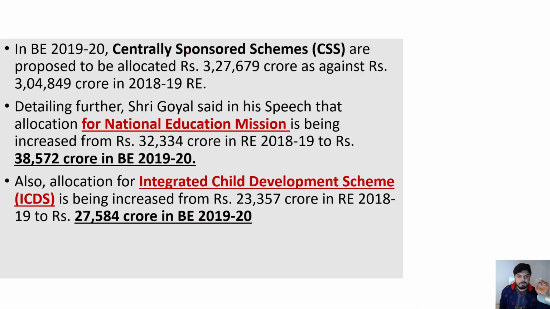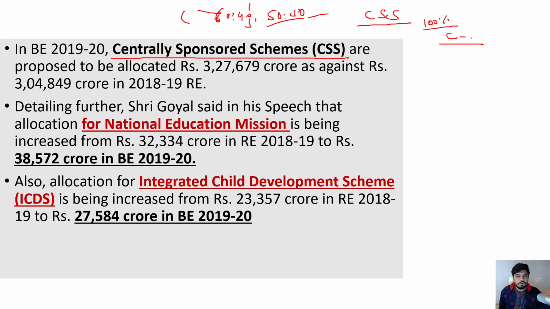Next, centrally sponsored schemes, where there is a share for center and states. Normally it is 60-40 or maybe 50-50 share. Okay, so 60 is given by center, 40 is given by state, or both are paying 50-50 in some schemes, and some are central sector schemes. Okay, in central sector schemes 100% fund is given by center. Okay, so here also there is a rise in the expenditure, and they have also increased the amount for the national education mission this time. It is going to be 38,572 crore rupees. If we compare it with last year's 32,334 crore rupees, it's more than 6,000 crore rupees increase.